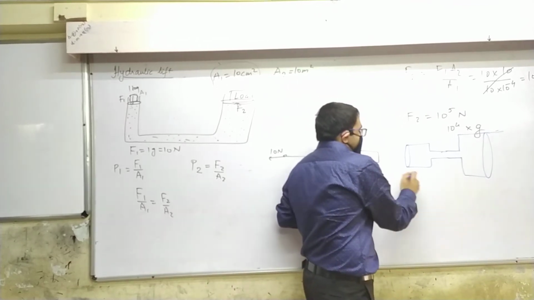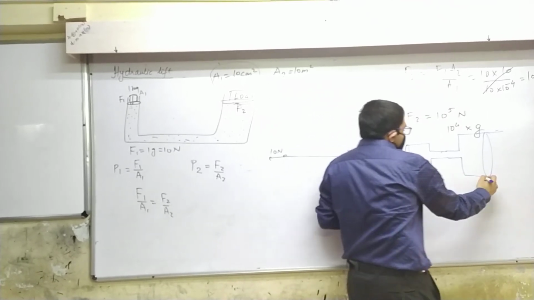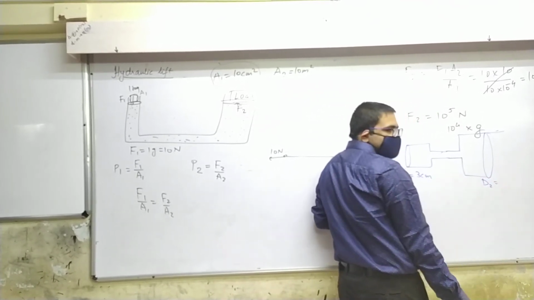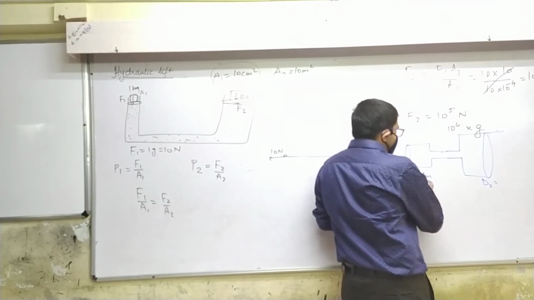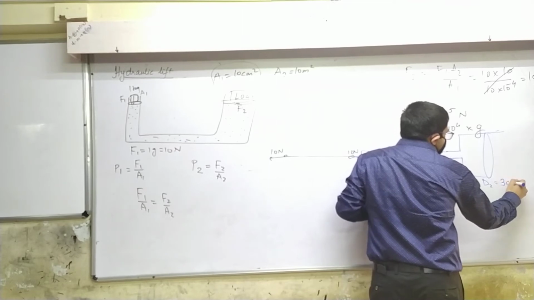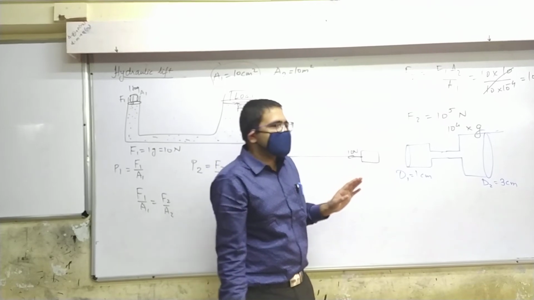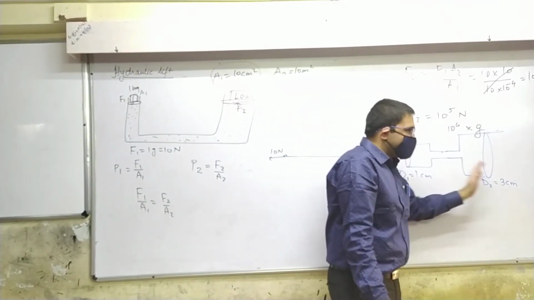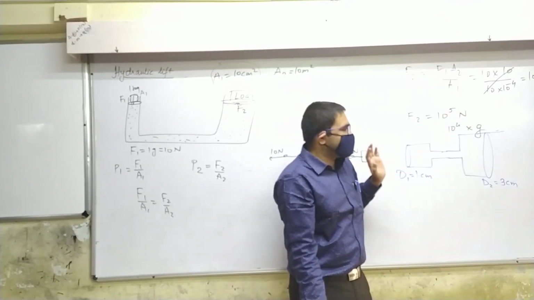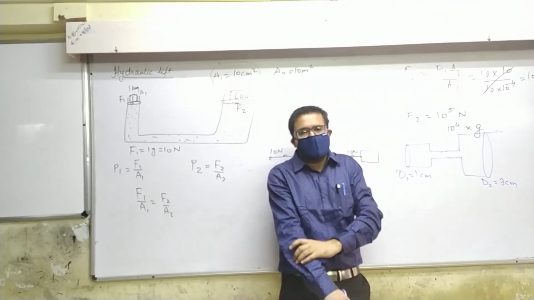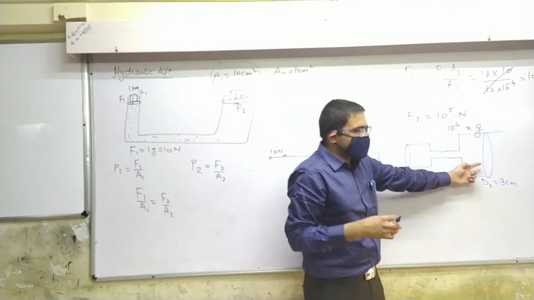Okay, so here you have D1. How much is D1? 3 centimeters. What is D2? D1 is 1 centimeter. 3 centimeter. All right. Fine. Is it given in this order only in the book? Yes. The book confusion. So what's the question then? What do we find? Find the force on the larger piston.